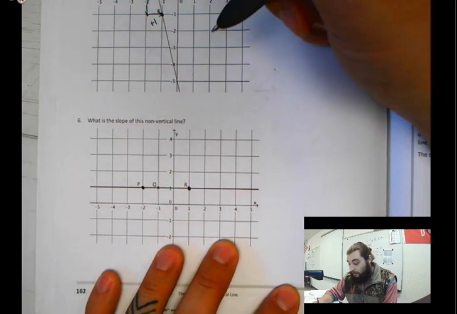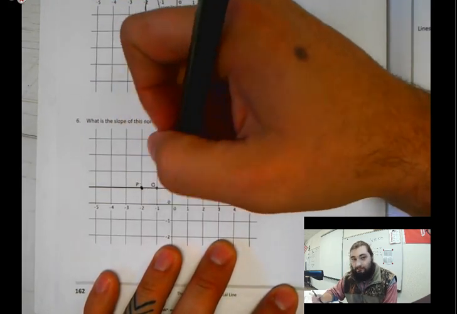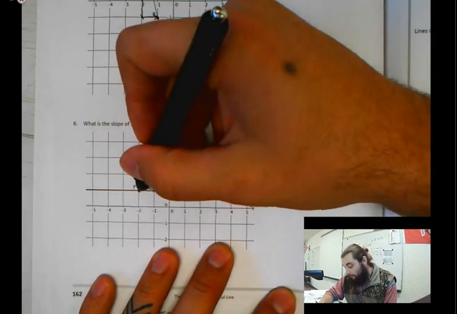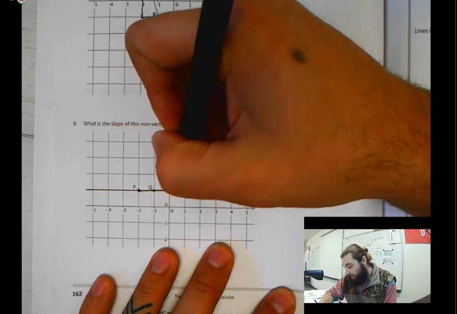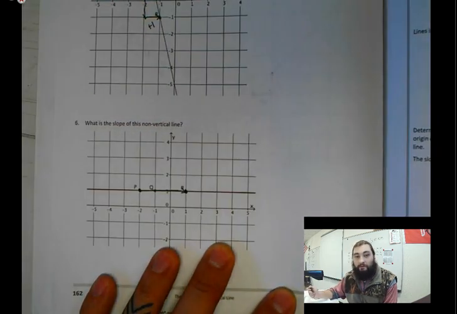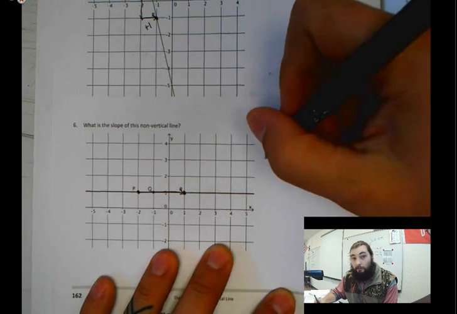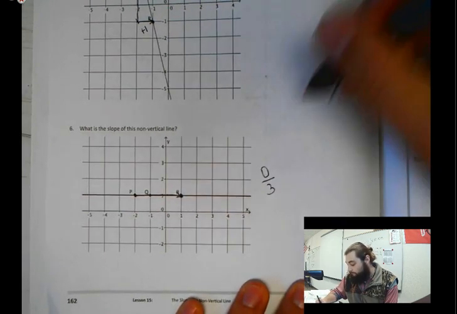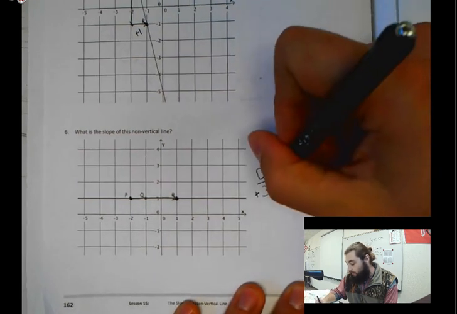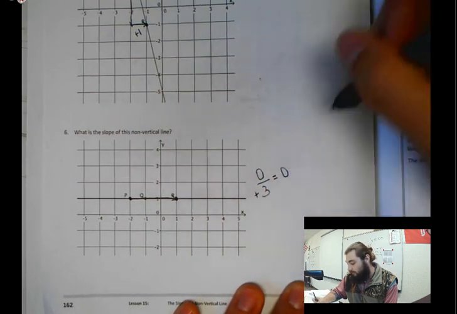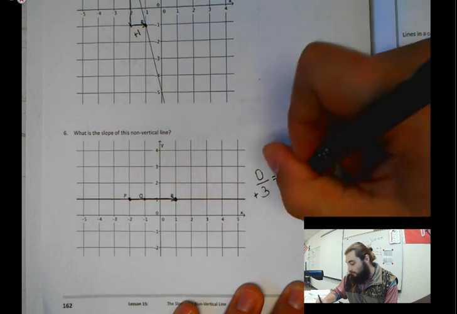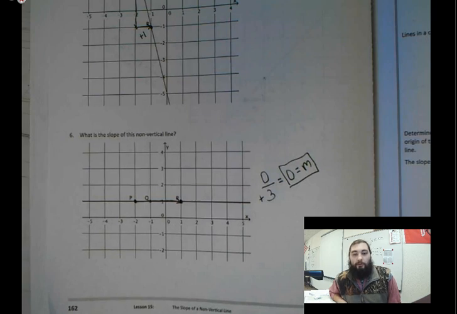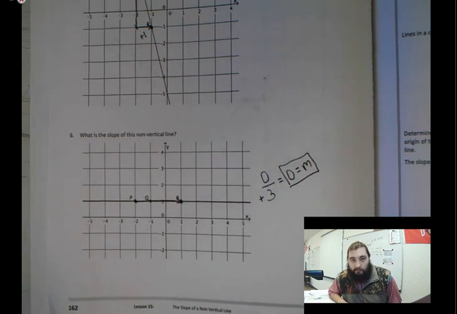It's the same deal, but we have zero change vertically, and then there's obviously a change horizontally, so 1, 2, 3, a +3 in terms of its horizontal. So when we go to create our slope, we have a 0 over 3, 0 over a +3, which of course just gives us 0. So that means our m is equal to 0. A horizontal line has no slope, has literally a 0 value for its slope.